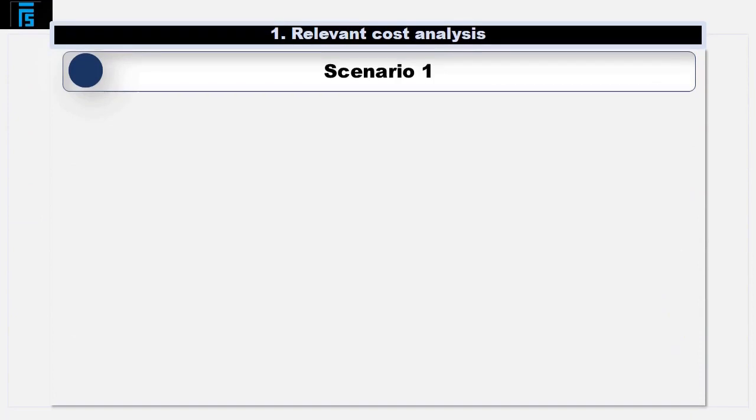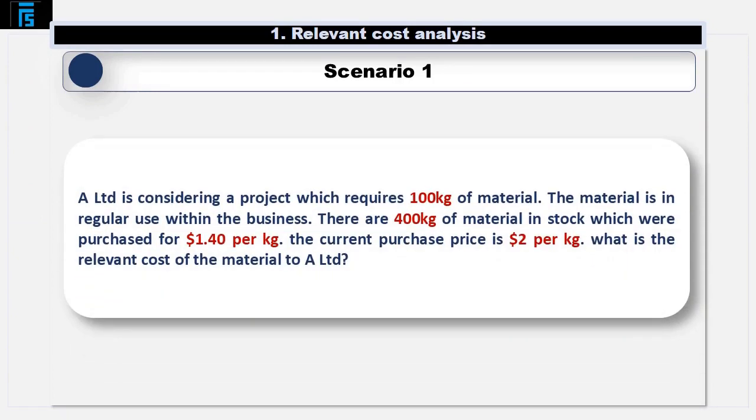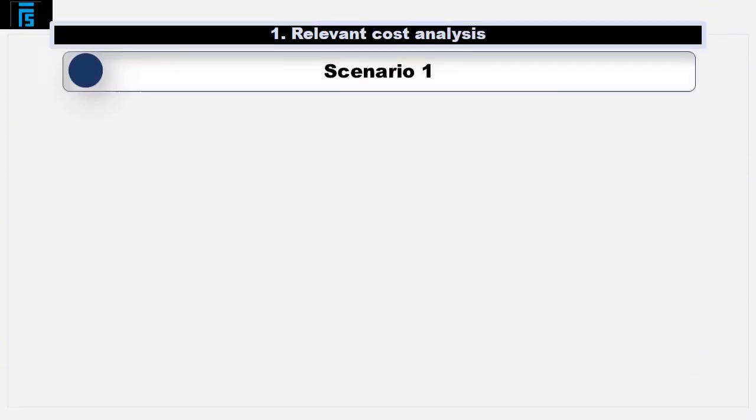Let's consider three scenarios where we put these principles of relevant costing of material into practice. Scenario 1. A Limited is considering a project which requires 100 kilograms of material. The material is in regular use within the business. There are 400 kilograms of material in stock which were purchased for $1.40 per kilogram. The current purchase price is $2 per kilogram. What is the relevant cost of material to A Limited?